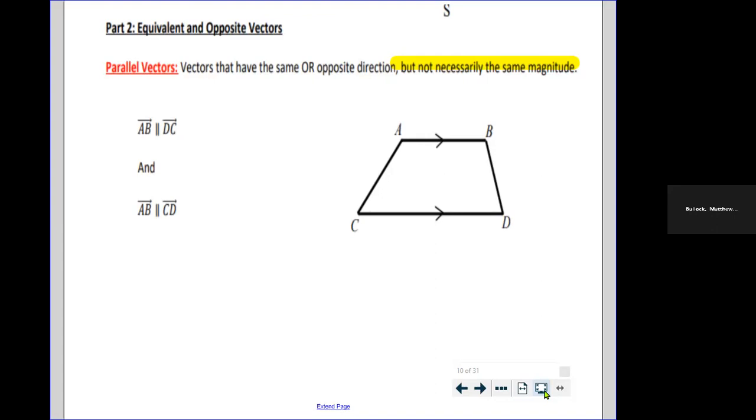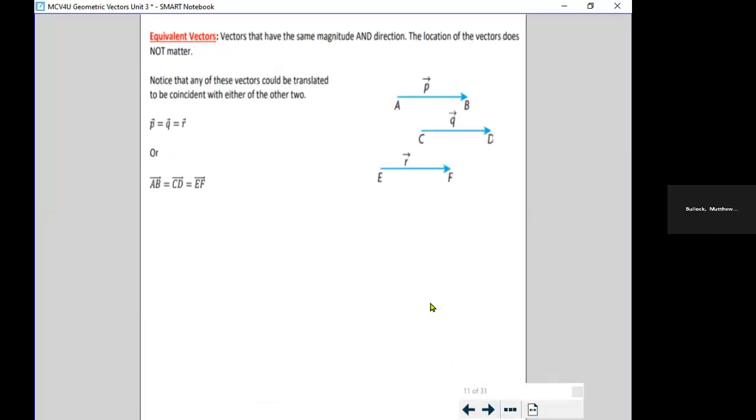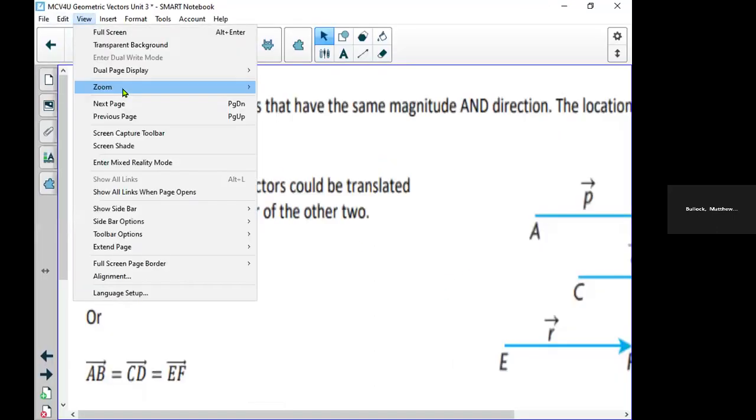To find the direction, you can look at the notation to determine which is the end and the tail point, okay? But the point is, they don't need to be going in the same direction or be the same size in order to be parallel. This is going to be contrasted if we ask you to define equivalent vectors. Equivalent vectors do have to point in the same direction and have the same magnitude.